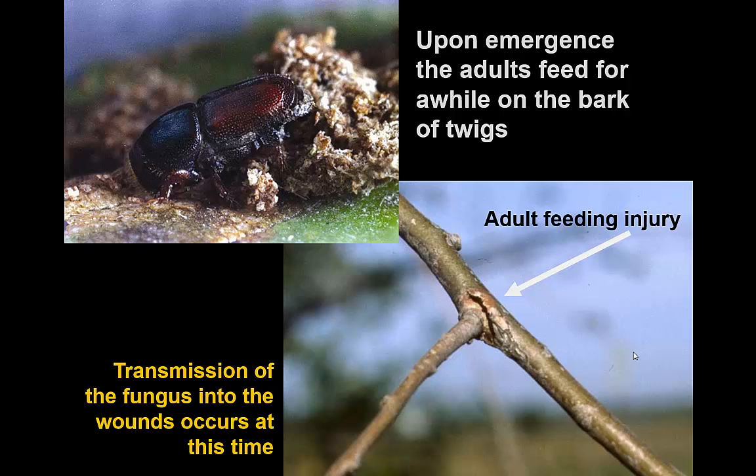So the adult elm bark beetles will initially have a bout of feeding on green twigs of perfectly healthy trees, making small wounds as they feed. And if these beetles are carrying with them the spores of the fungus, then these can be moved into these wounds and effect an infection of the tree. So transmission of the fungus occurs during this twig feeding episode of the adult beetles, moving it into the wounds that they make.